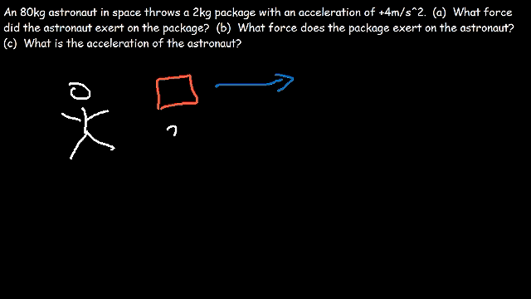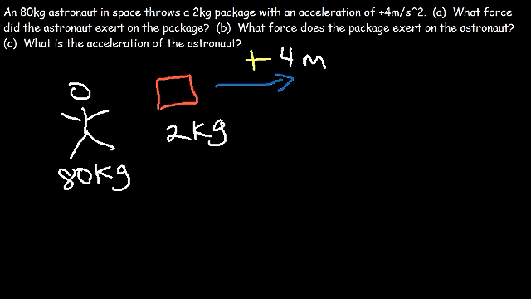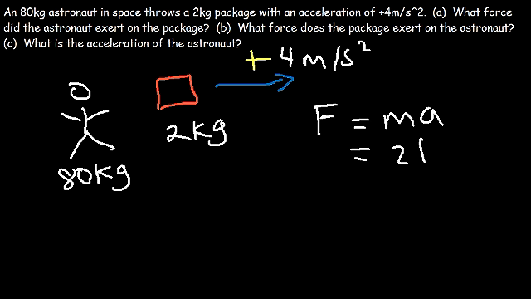The mass of the package is 2 kilograms. The mass of the astronaut is 80 kilograms. And the package has an acceleration of 4 meters per second squared. To calculate the force that the astronaut exerted on a package, we can use this equation. F is equal to ma. The package has a mass of 2 and an acceleration of 4. So the force applied to it is 8 newtons.